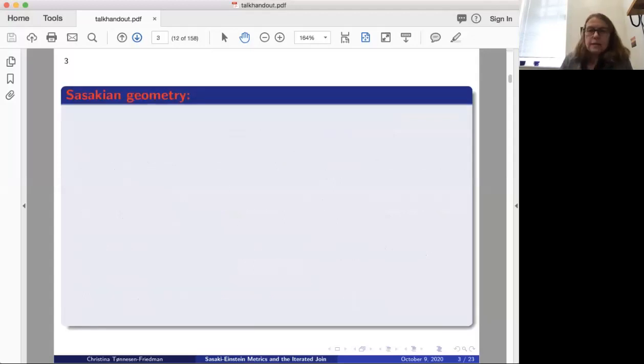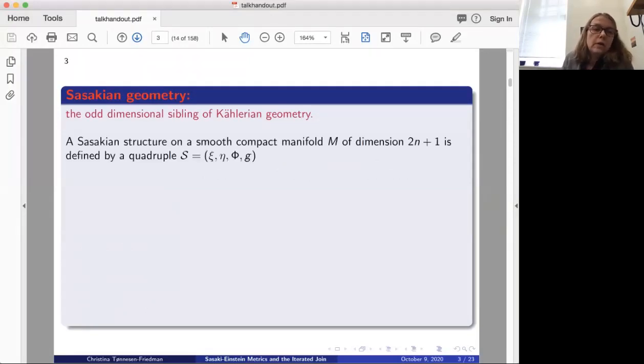And now let's bring in Sasakian geometry. The slogan is that it's the odd dimensional sibling of Kähler geometry. So what happens is you take an odd dimensional, and I'm going to assume compact smooth manifold. And on that, you have a psi, that's a vector field. You have an eta, that's a contact form. You have a CR structure on the corresponding contact bundle. And you have a Riemannian metric.